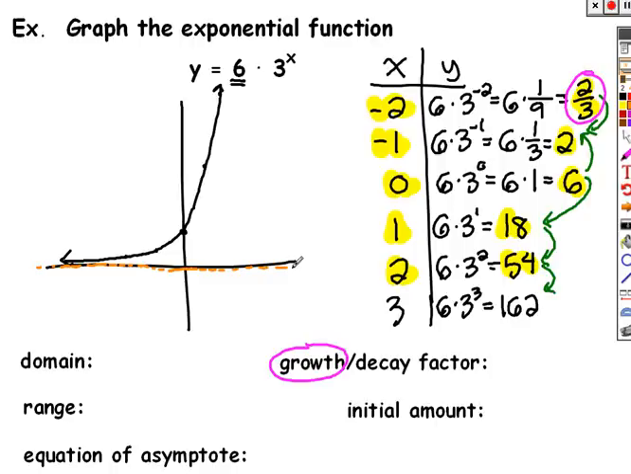The equation of the x-axis would be y equals 0. Any point on the x-axis has a y value of 0. Now the growth or decay factor, we said this is growth, and I'm multiplying repeatedly by 3. So that's saying, as I move to the right on the graph, my y values, for every 1 unit x changes, y is actually being multiplied by 3.